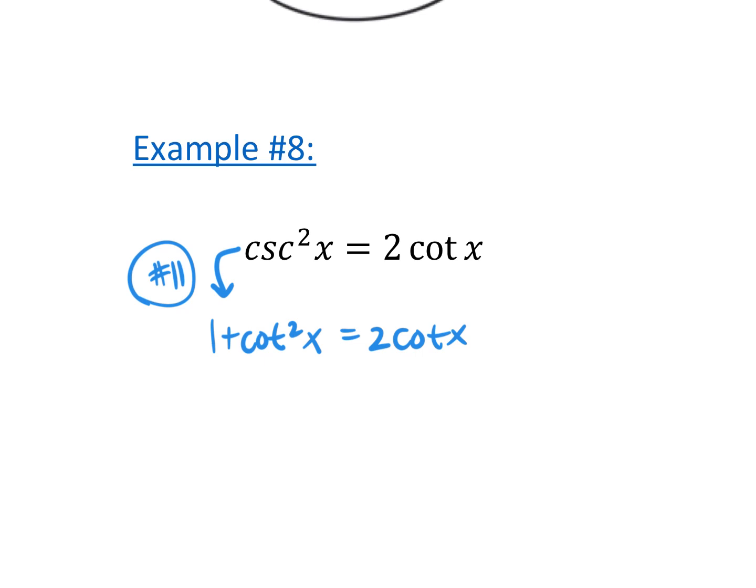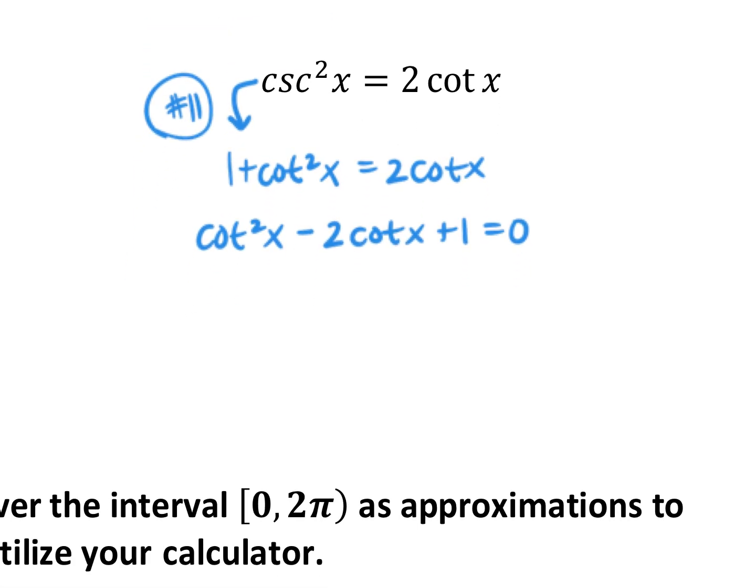And if I have a quadratic, we should probably do what? Set it equal to 0, right? So move this 2 cotangent over, and I'm going to rewrite this like cotangent squared minus 2 cotangent x plus 1. Because now we can do what with this? Factor it. If you're super scared about the cotangents, factor this first.